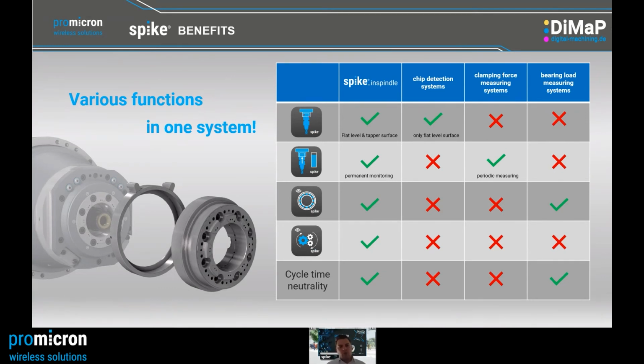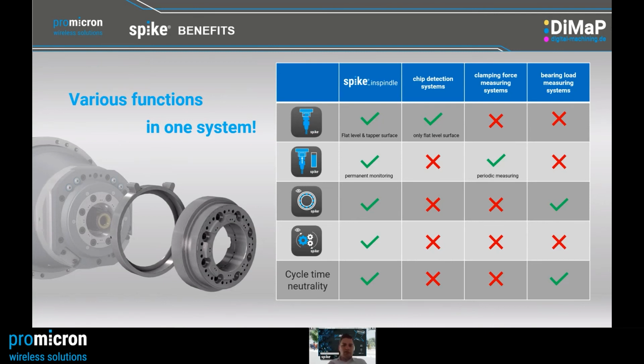The other feature: here we see the comparison between the clamping force systems. Here it's possible, but it's only periodic measuring, so it's not a kind of monitoring program. It's just a detection product, which also differentiates from the Spike in Spindle solution.